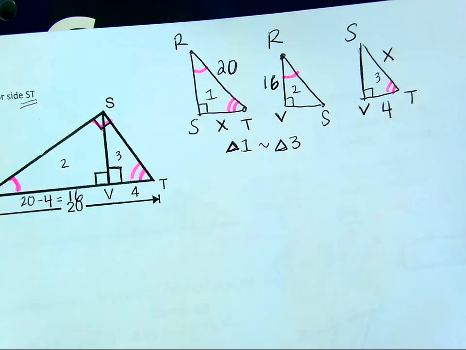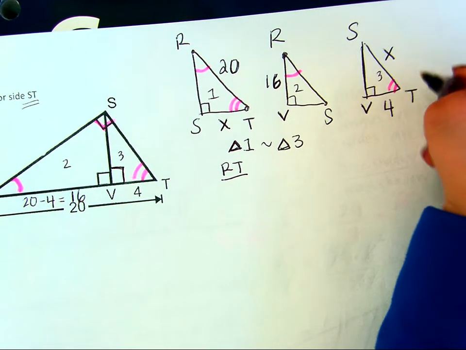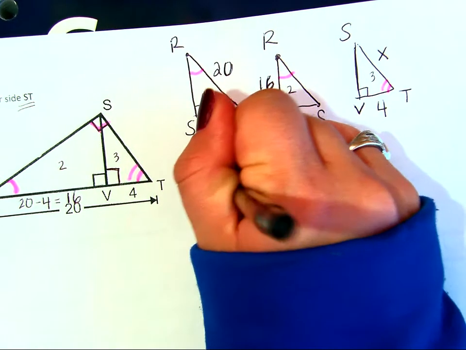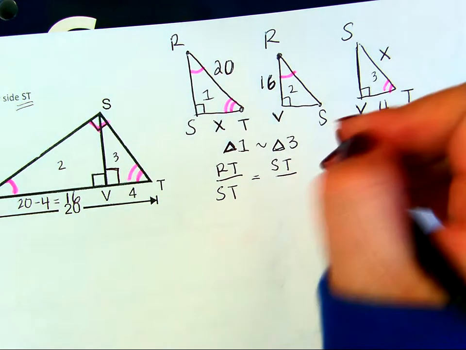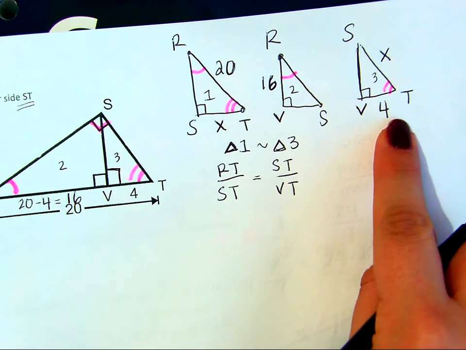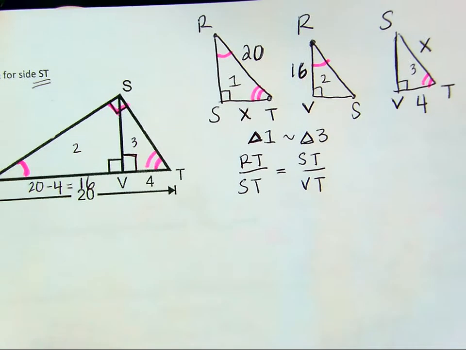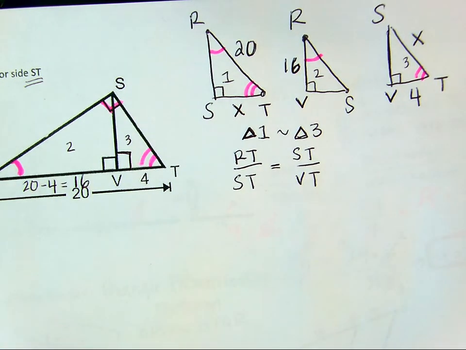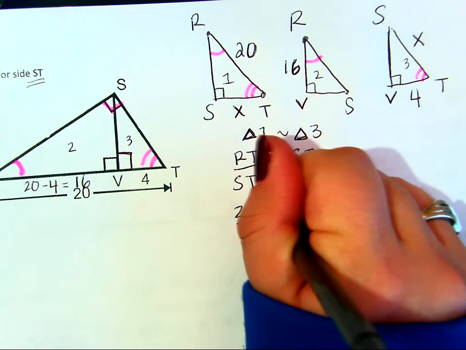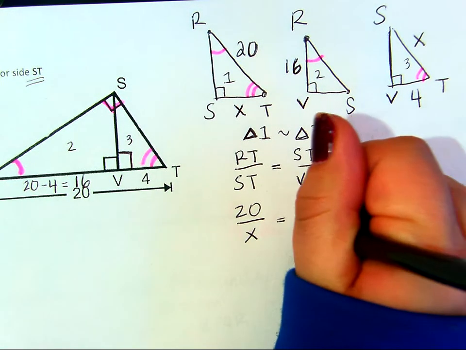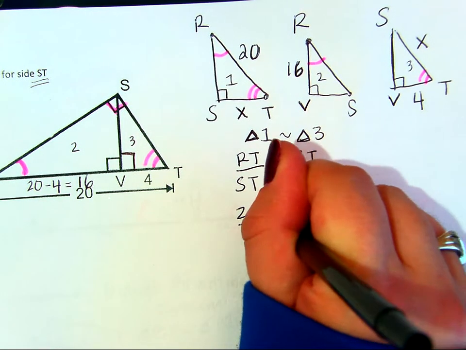So I can set up a proportion. So RT on triangle 1 corresponds to ST on triangle 3. ST on triangle 1 corresponds to VT on triangle 3. Now that I have this proportion set up, I can plug in what these values are and solve for ST. RT is 20, ST is X, ST is X, VT is 4. So here's my proportion. This is going to help me solve for X.